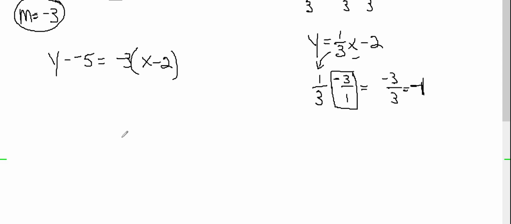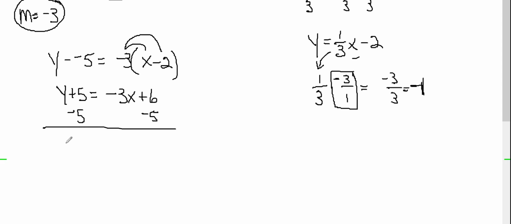So I'm going to solve for this now. So I got y plus 5 equals, distributive property here, -3x, and -3 times -2 is +6. I'm going to subtract 5 from both sides. And the equation I'm looking for is y equals -3x plus 1 in slope-intercept form. That's what we're doing.